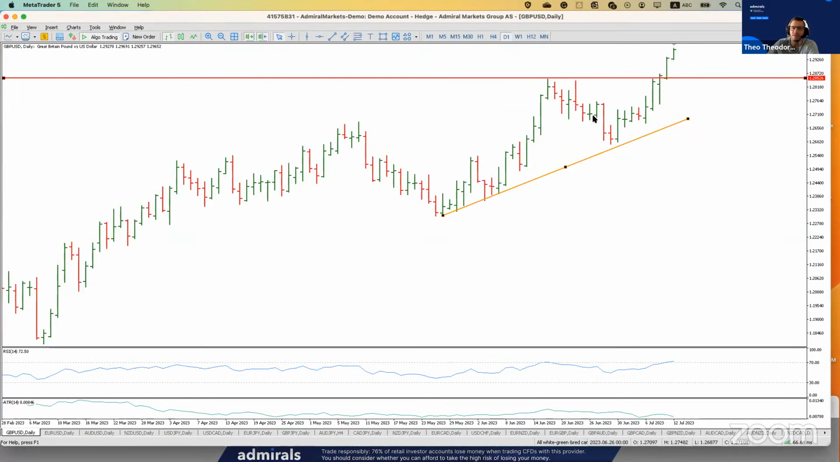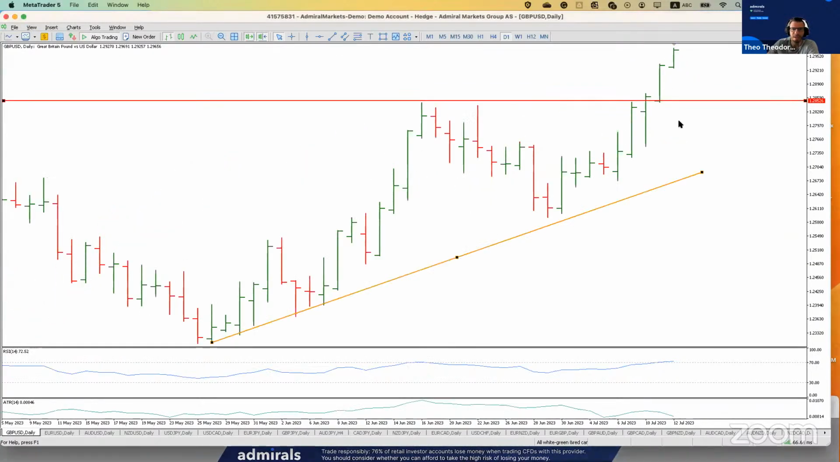Let's check the pound. Nice higher highs. That's what we would like to see, guys. Even if we trade trends or reversals, we want to see the price deviating, every candle or every bar deviated from each other. So it shows clarity in the market.